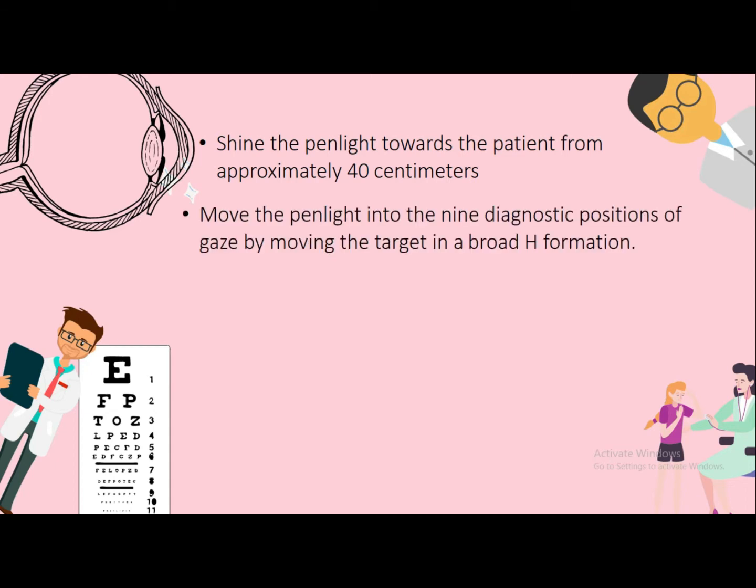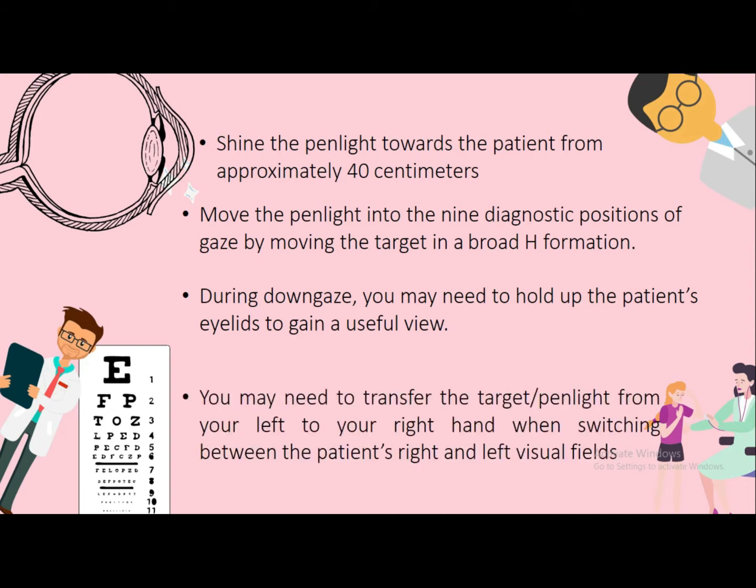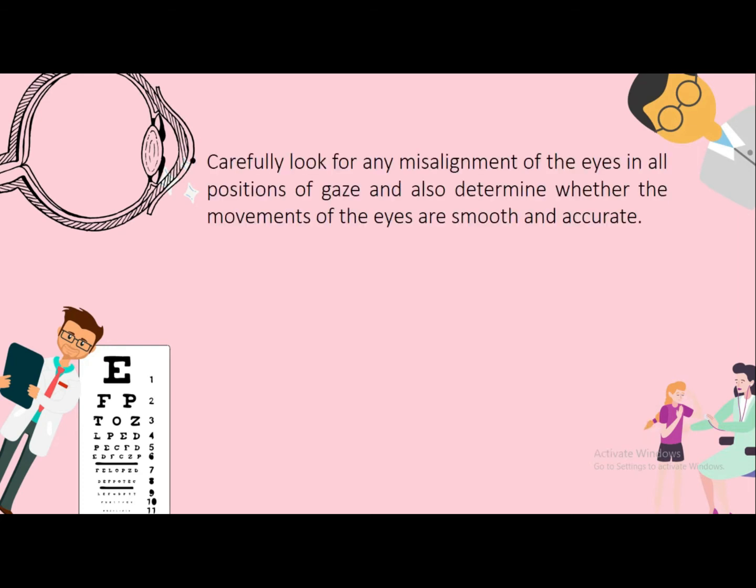Move the pen light into the 9 diagnostic positions of gaze by moving the target in a broad H formation. During down gaze, you may need to hold up the patient's eyelids to gain a useful view. You may also need to transfer the target or the pen light from your left to your right hand when switching between the patient's right and left visual fields. Carefully look for any misalignment of the eyes in all positions of gaze and also determine whether the movements of the eyes are smooth and accurate.